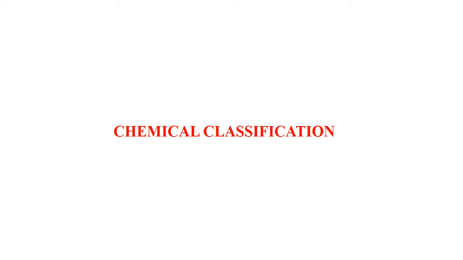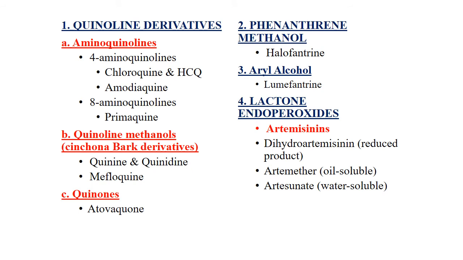There are two types of classification. First is chemical based and second is therapeutic classification. In chemical based classification, the first group is quinoline derivatives. In quinoline derivatives, three further groups are present: aminoquinolines, quinoline methanols, and quinones. Aminoquinolines include four aminoquinolines, which include chloroquine, hydroxychloroquine, and amodiaquine, and eight aminoquinolines, which include primaquine. Quinoline methanols include quinine, quinidine, and mefloquine. Quinones include atovaquone.